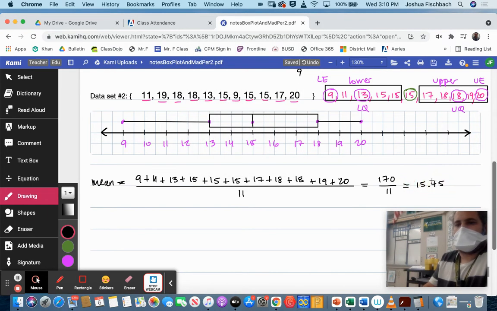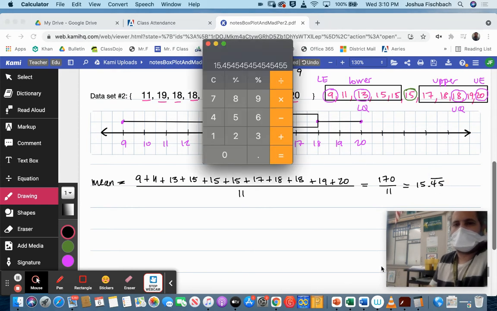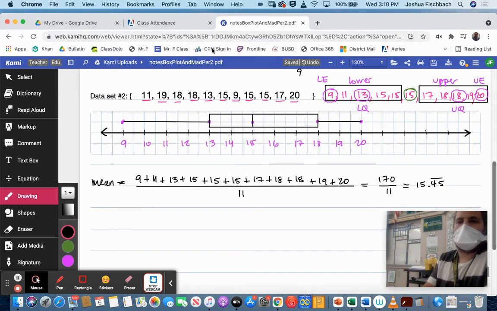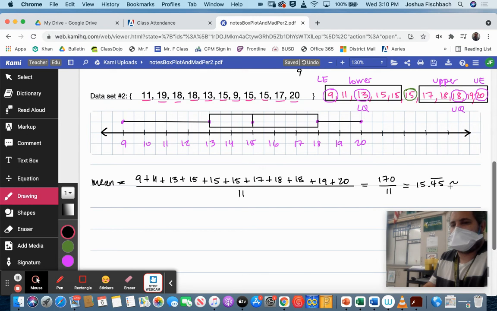15.45 repeating. So 45, 45, 45, forever and ever. Now, in order to make our lives simple, I'm going to calculate the MAD using a nearest whole value. So if I wanted to use the nearest whole value, what's the closest whole value to 15.45 repeating? It would be about 15. So I can use that to calculate.